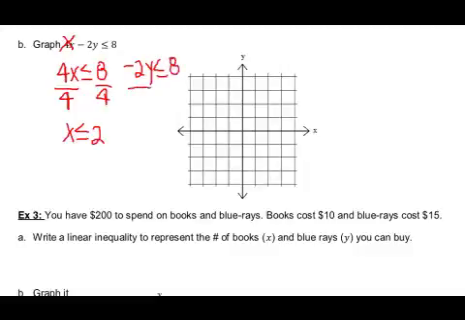To get y by itself, we have to divide by a negative 2. Remember, that means we need to switch our signs, so y is greater than or equal to negative 4. Remember, we then graph our x and our y-intercept. At x equals 2, we're going to put a point, and at y equals negative 4, we're going to draw a point. And notice that our symbol is or equal to, so we're going to have a solid line.